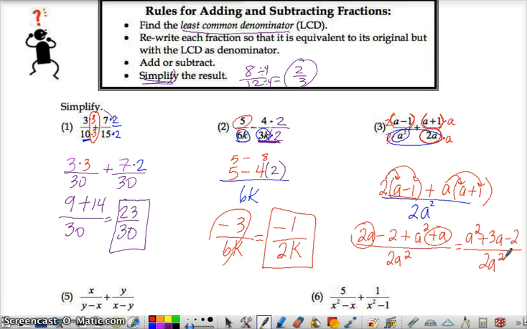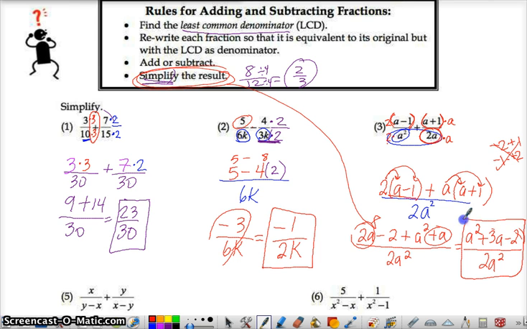Now, to simplify, it starts to get a little more complicated here. You've got to see if you can factor this numerator. So can we factor a squared plus 3a minus 2? Well, no, you can't. This minus 2, negative 2 times positive 1, or negative 1 times positive 2, will that add up to be positive 3? No, it won't ever, so you can't factor it. So actually, this is your final answer.